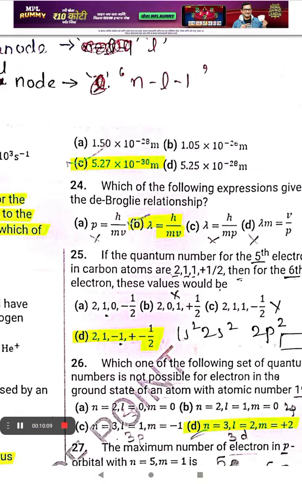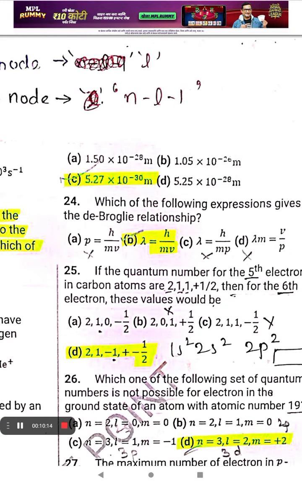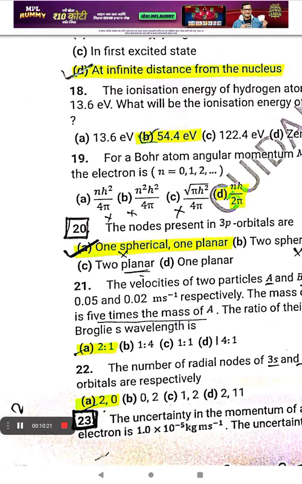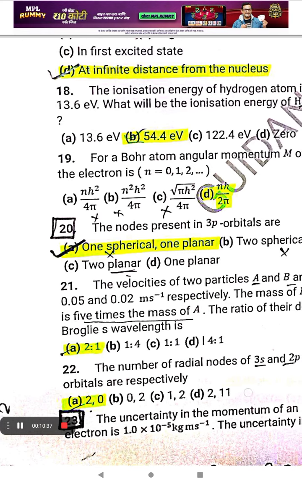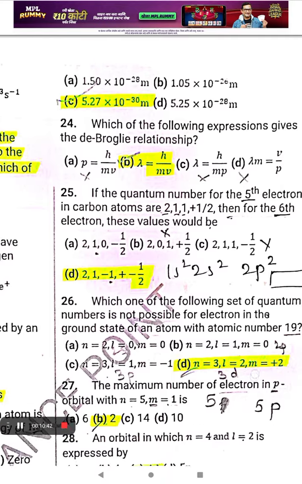Here we have to use the formula of Heisenberg's uncertainty principle, that is delta x is equal to h upon 4 pi mv, right? They have given the value of momentum, that is mv. So it is easy. H is 6.6 into 10 raised to minus 34 upon 4 into 3.14 into the given value of momentum, 10 raised to minus 5. So the option will be C option.